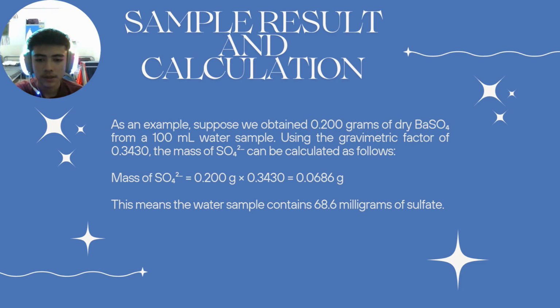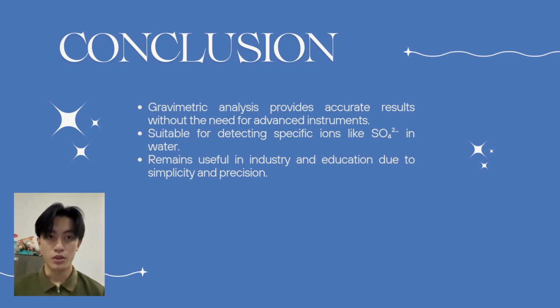0.200 grams times 0.3430 equals 0.0686 grams. This means the water sample contains 68.6 milligrams of sulfate. This calculation helps us determine how much sulfate is present in the water, which is important for water quality analysis.